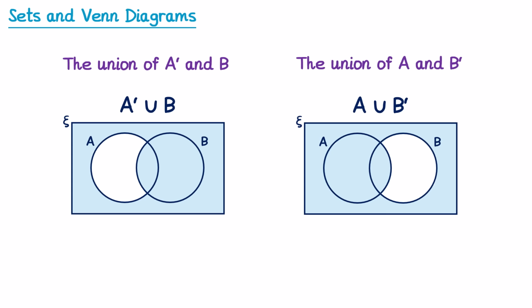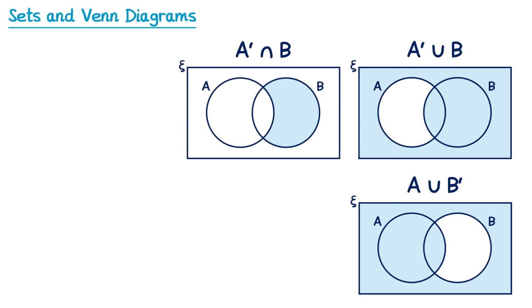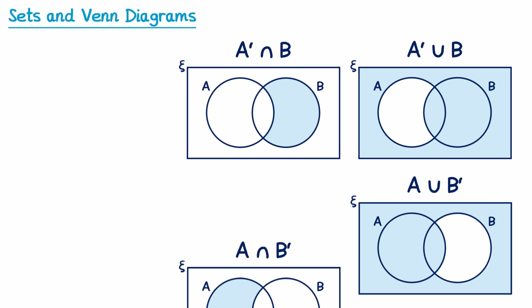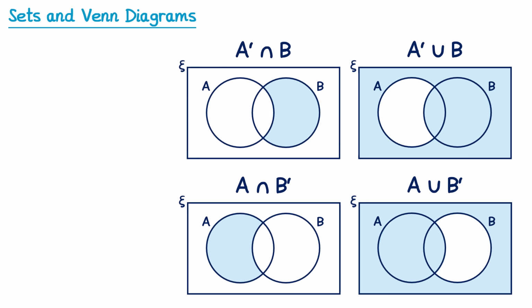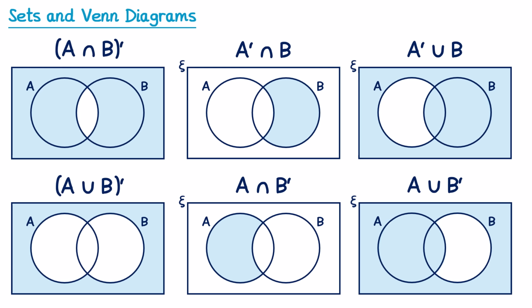So let's summarize all of these new, more difficult sets we've looked at. We have these two sets, of course, but we also looked at the intersection of not A and B, and the intersection of A and not B. And then we also had not the intersection, and not the union. This now completes the list of all of the sets that you're required to know for the AQA specification.